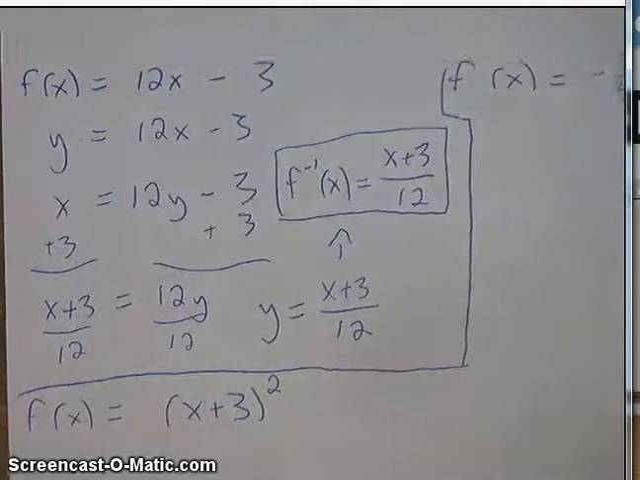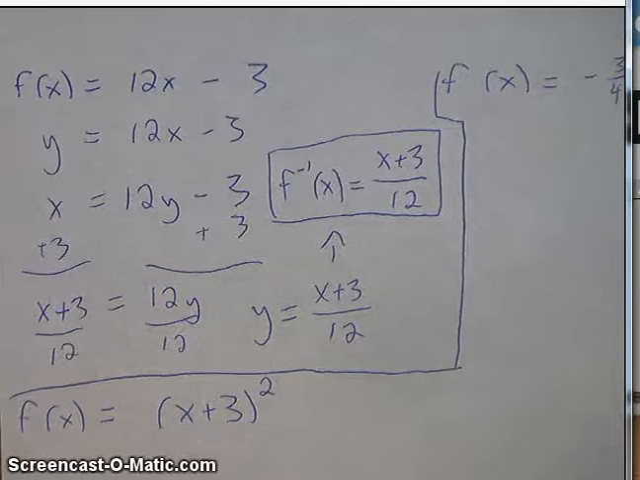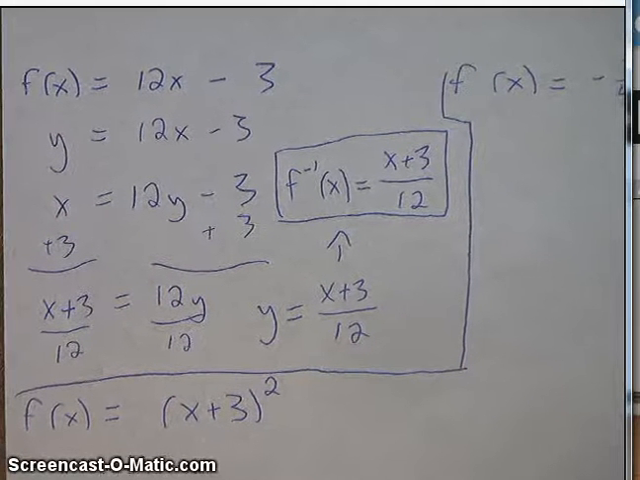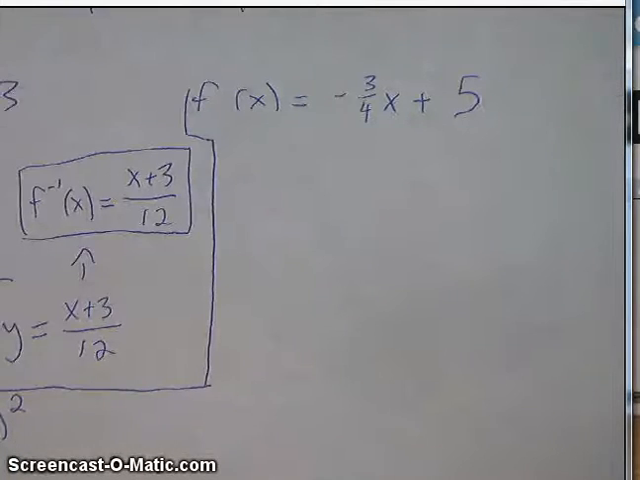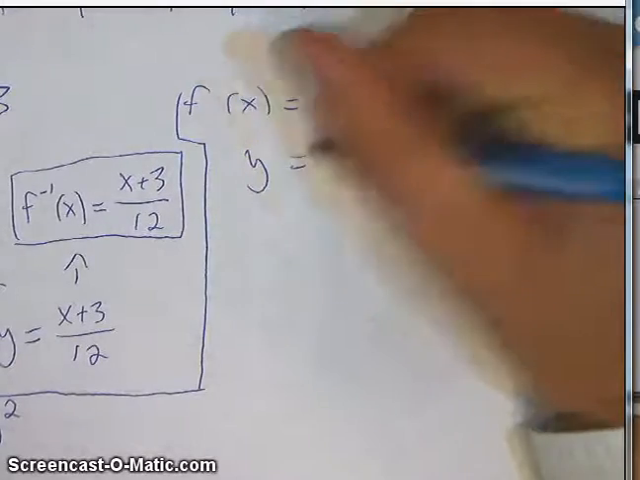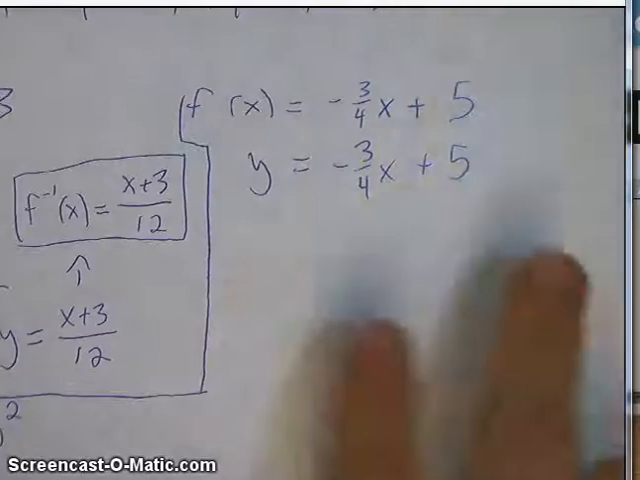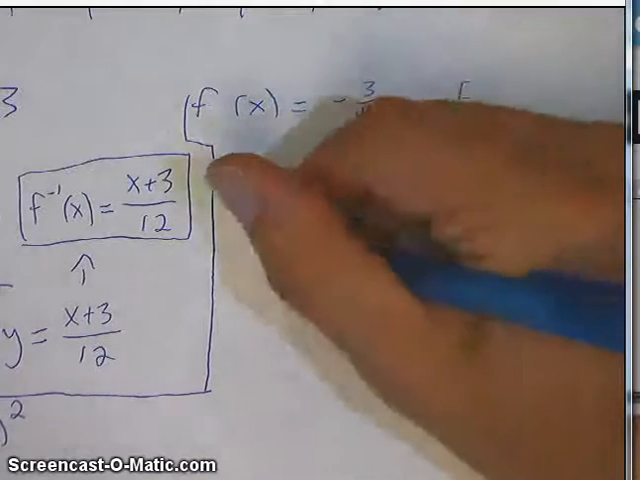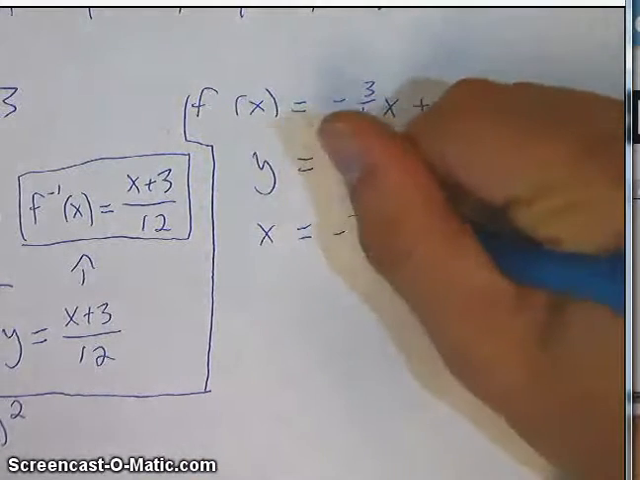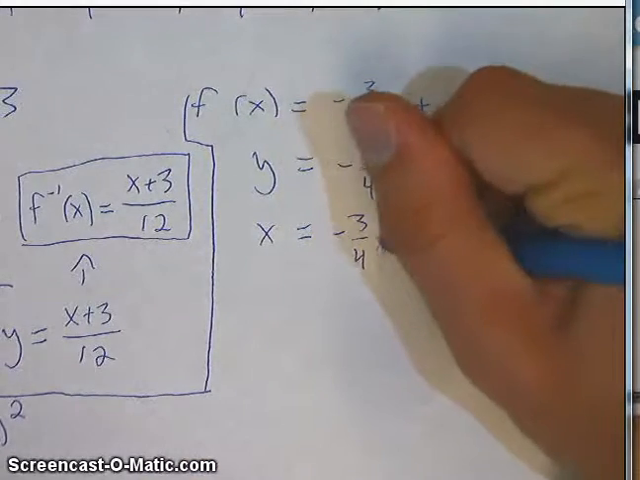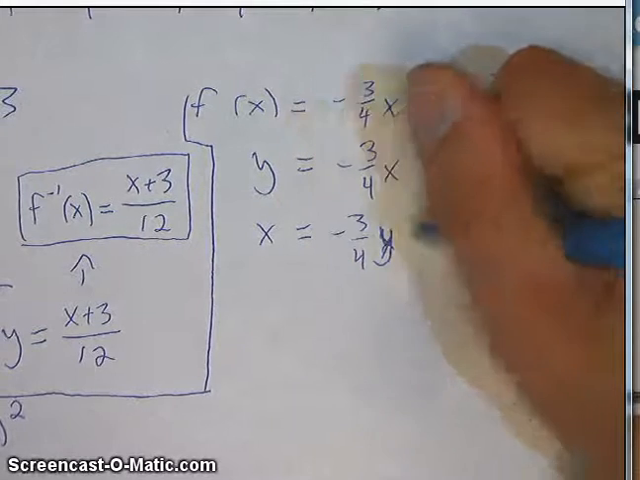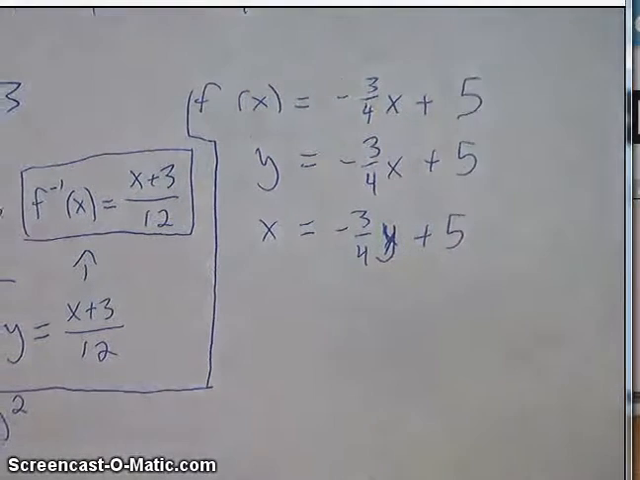So I want to do that 2 more times so that you can see exactly how I do some of these. So here's a completely different function. F of x equals negative 3/4 x plus 5. So the first step, get rid of that f of x, put in a y. Y equals negative 3/4 x plus 5. And then exchange the x and the y. X equals negative 3/4 y plus 5.